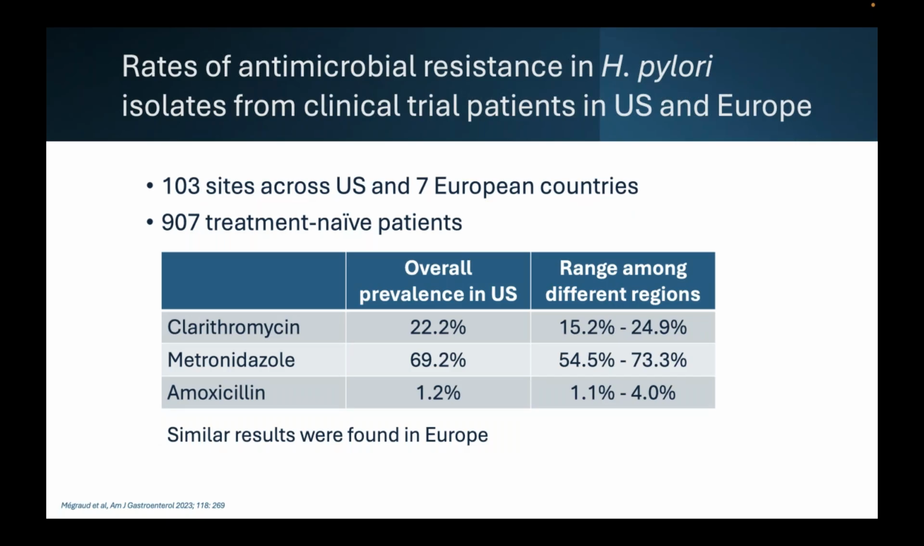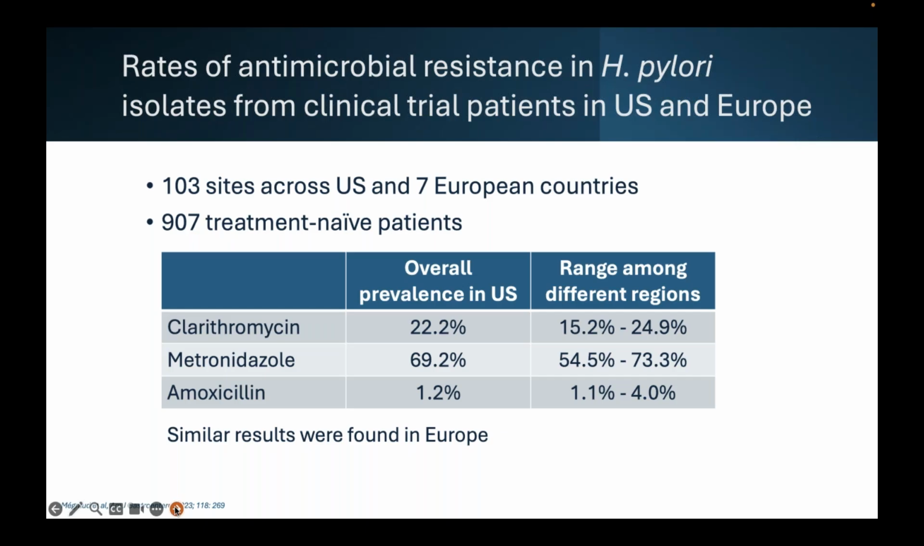A recent clinical trial, in fact the trial that led to the approval of the vonoprazan-based regimens for H. pylori infection, involved 103 sites across the United States and Europe, with over 900 treatment-naive patients. You can see that in the US, the overall prevalence of clarithromycin resistance was 22%, ranging from about 15 to 25% across different regions of the states. Amoxicillin resistance was much, much lower, overall about 1.2%. Again, emphasizing the importance of amoxicillin.